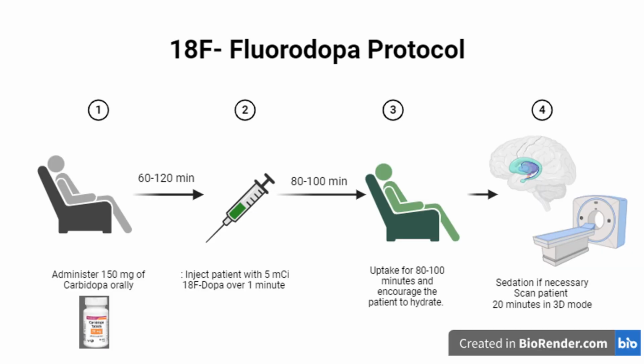This is a visual representation of the fluorodopa protocol. First, it starts with administration of 150 milligrams of carbidopa orally, and then about 60 to 120 minutes later, the patient is injected with 5 millicuries of F18 F-DOPA over a 1-minute period. It should be injected slowly over 1 minute and should not be given as a bolus. Then the patient will uptake for 80 to 100 minutes, and the patient is encouraged to hydrate.